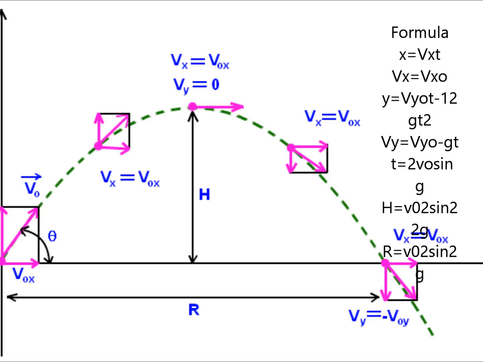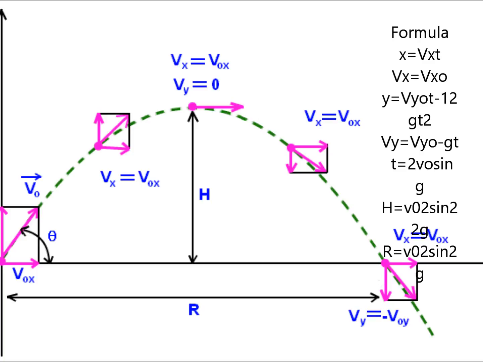Vx is the velocity along the x-axis. Vxo is the initial velocity along the x-axis. Vy is the velocity along the y-axis. Vyo is the initial velocity. G is the acceleration due to gravity, and t is time.